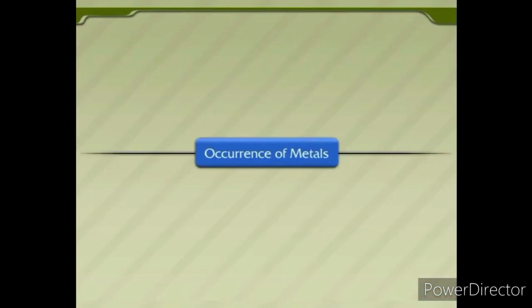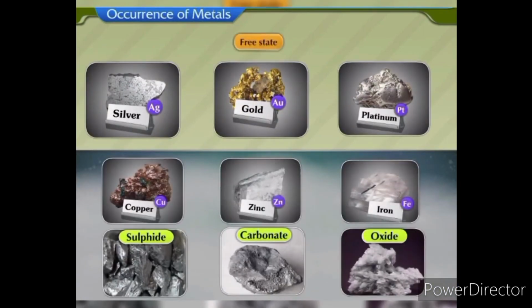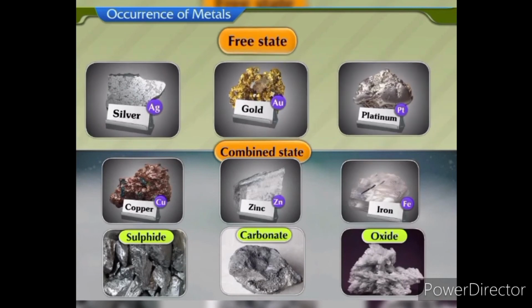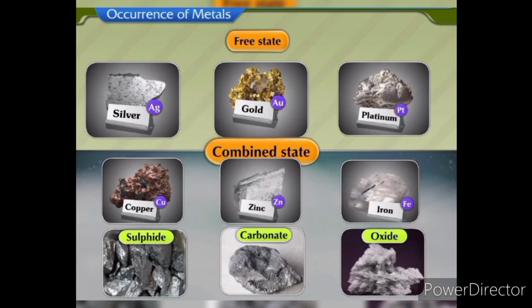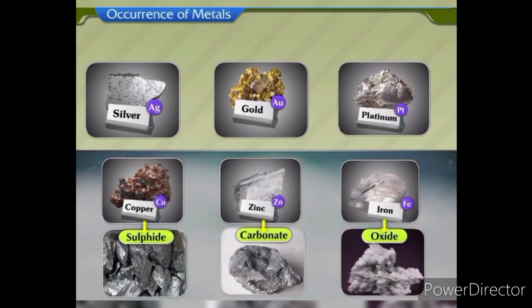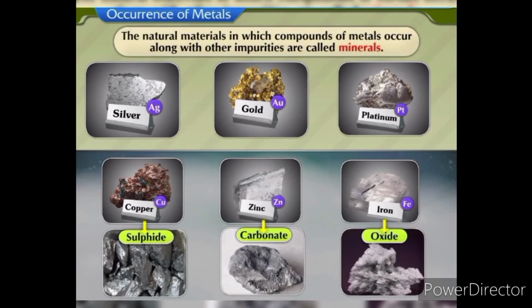Occurrence of metals. Metals occur in nature, in the free state and in the combined state. Unreactive metals like gold, silver and platinum occur in the free state. Most of the other metals usually occur in the combined state as their oxides, carbonates or sulfides. Natural materials in which compounds of metals occur along with other impurities are called minerals.